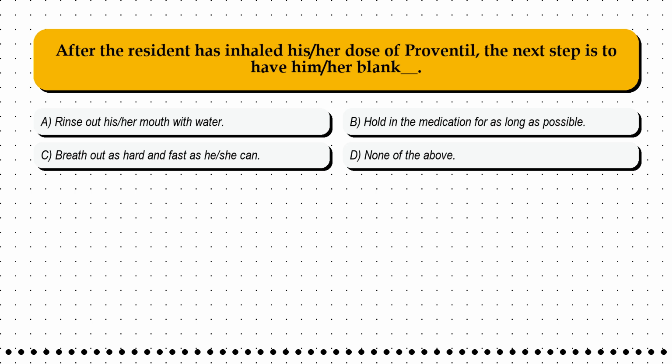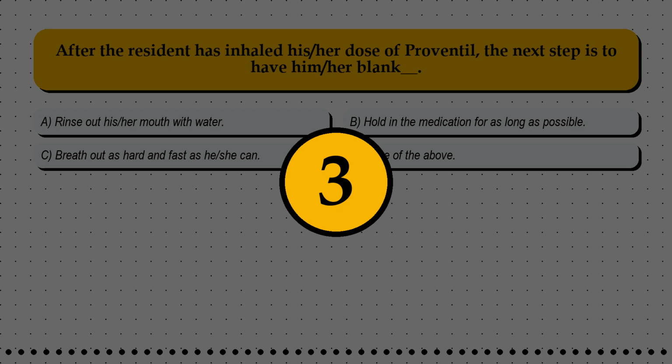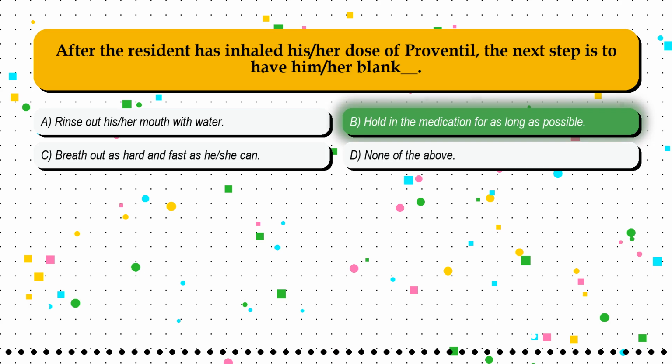Option A, rinse out his/her mouth with water. Option B, hold in the medication for as long as possible. Option C, breath out as hard and fast as he/she can. Option D, none of the above. The correct answer is option B, hold in the medication for as long as possible.